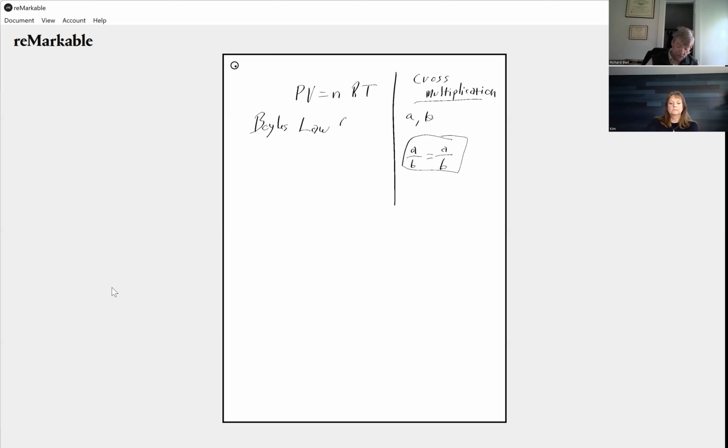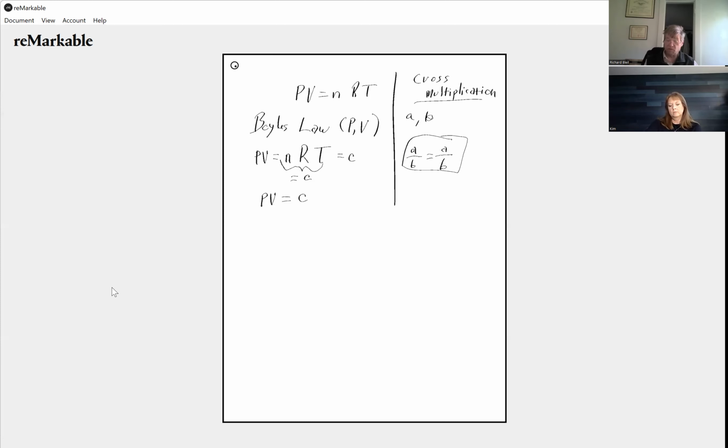Boyle was looking at pressure-volume relationships. And he said, let's hold everything constant except for pressure and volume. If we vary pressure and volume and hold the number of moles, of course R is always a constant, and temperature constant, then when we multiply them together, we're going to get a constant. We may not know what that constant is, but it does not change. If moles are fixed, if temperature is fixed, then pressure times volume is a constant.